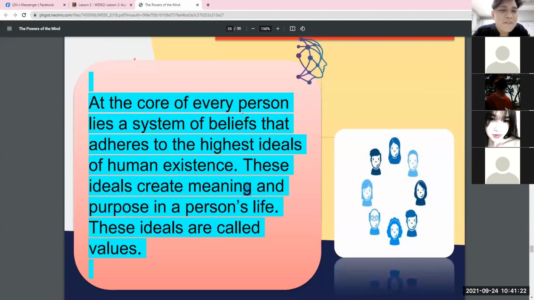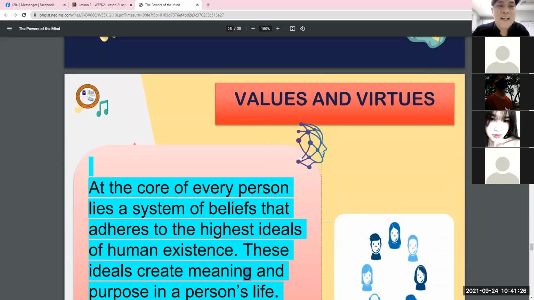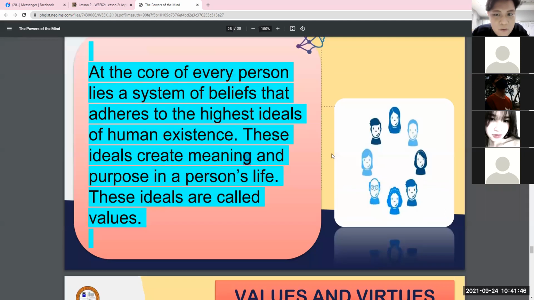So at the core of this are the values and the virtues. What are values and virtues? Values are the ones that you carry at the moment. The virtues are the ones that you inherit, or the policy or the rules and regulations of your life that you inherit from your parents, na kung saan naging values mo na rin siya. So that is the values and the virtues.